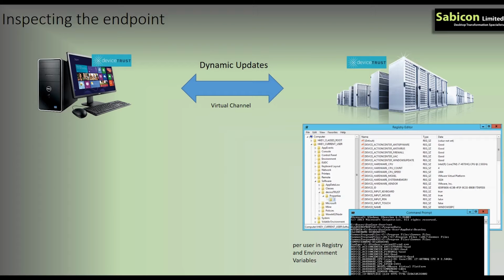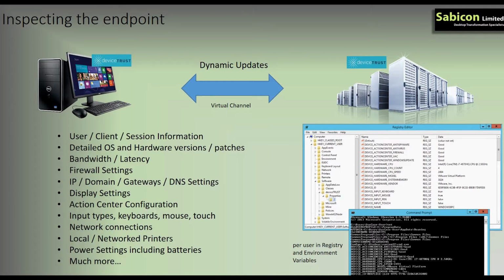So if you're using software such as scripting or GPOs or AppSense, then they can query this registry information or session information to make informed decisions about how to configure the endpoint. And remember, this is dynamic information. Now, the information that is stored and passed across includes, as you can see on the screen.